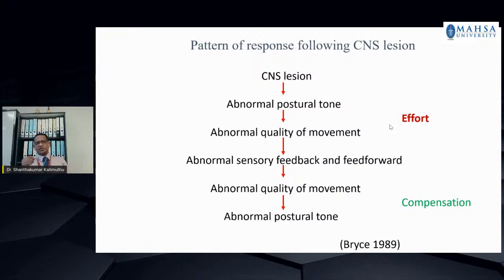If there is an increased or altered postural tone because of neurological damage, the patient will have disordered movement control, or will be able to do only limited movements. This will produce abnormal sensory input into the central nervous system, and because of the abnormal sensory input, the quality of movement is going to be affected again. If the patient puts in a lot of effort and a lot of compensation happens, this will lead to abnormal postural adaptation.